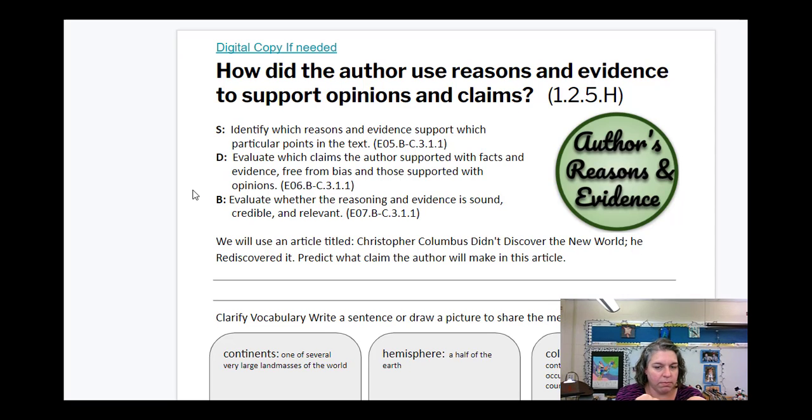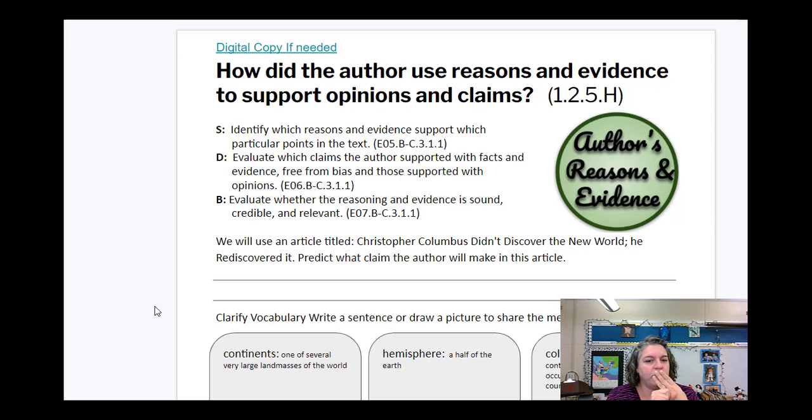Before you go further, I want you to stop, pause this video, and predict what claim the author will make in this article. A claim is when you're saying something is true. So pause. What do you think this will be about? Okay, I'm going to assume that you unpaused. Since it says Christopher Columbus didn't discover the New World, he rediscovered it, there are lots of good predictions, but a good one might be that someone else discovered the New World. Because if he rediscovered it, someone else would have had to discover it first. That would be a good prediction.